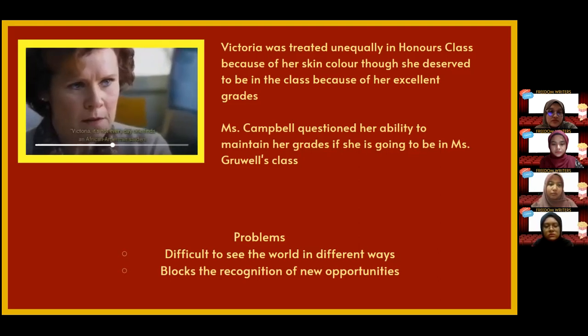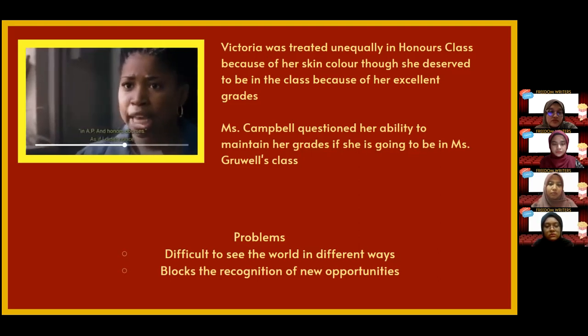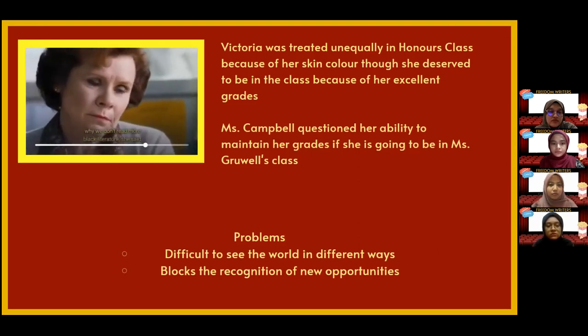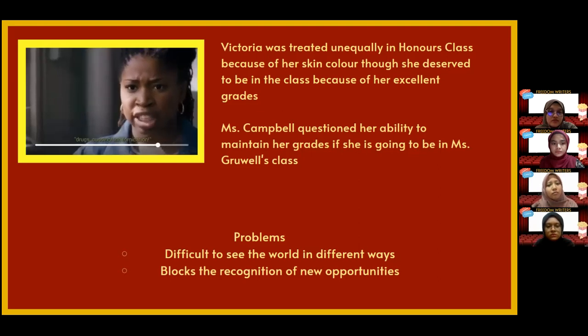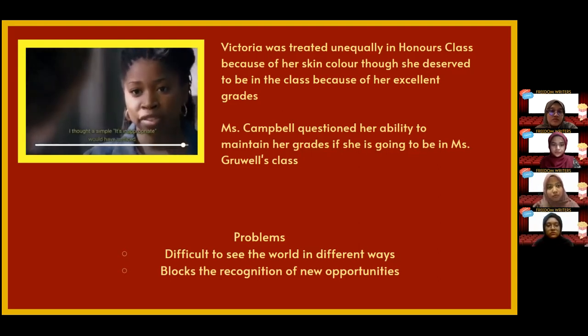Now, when I did get in, my teacher said, Victoria, it's not every day one finds an African-American student in AP and honors courses. As if I didn't notice. And when I asked another honors teacher why we don't read more Black literature, she said, we don't read Black literature because of all the sex, drugs, cussing, and fornication. I thought a simple, it's inappropriate would have sufficed.